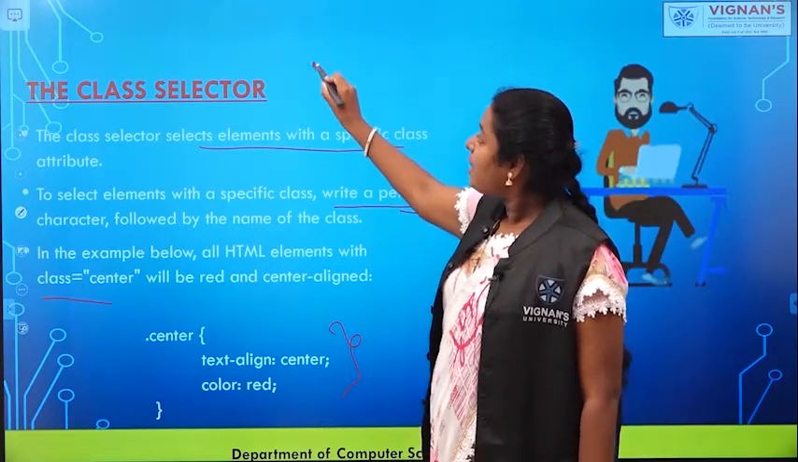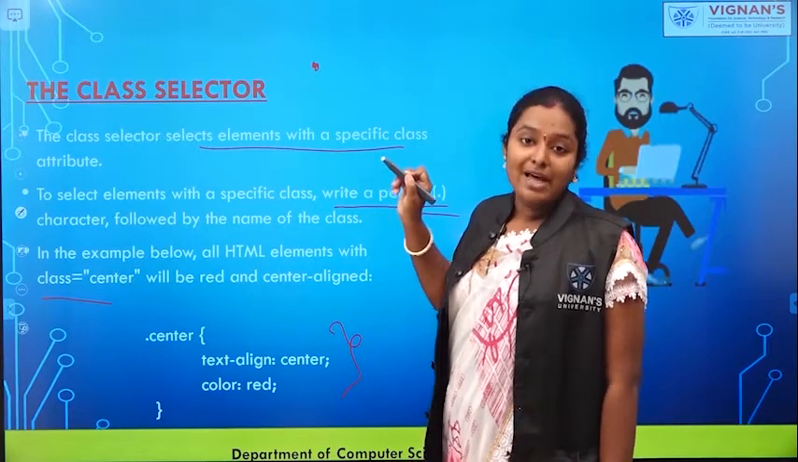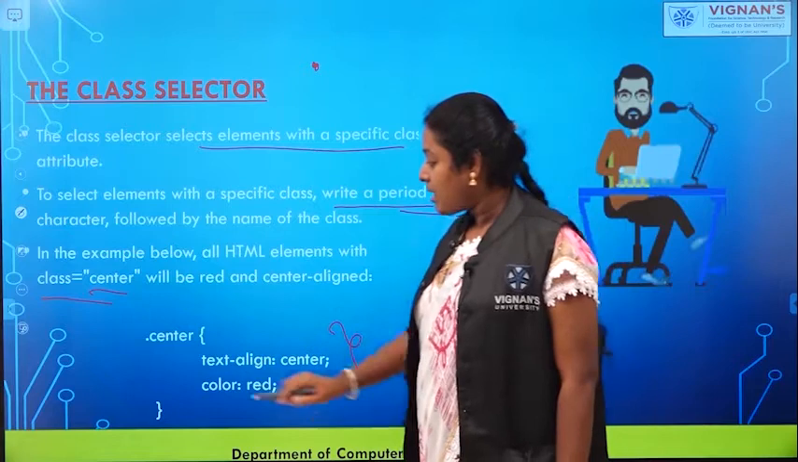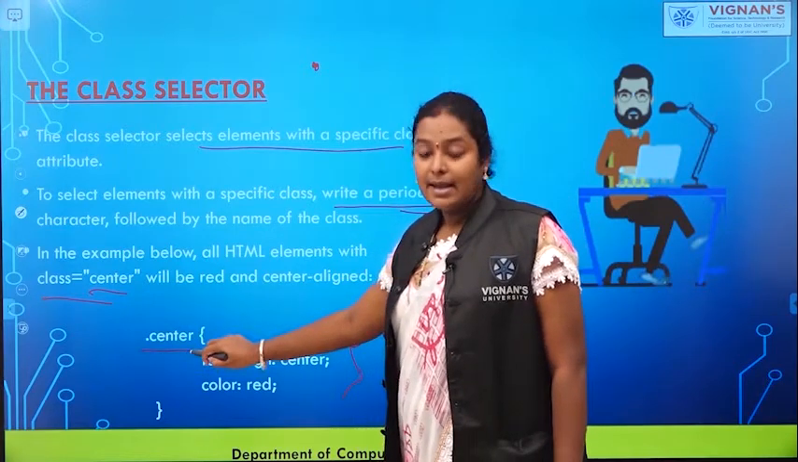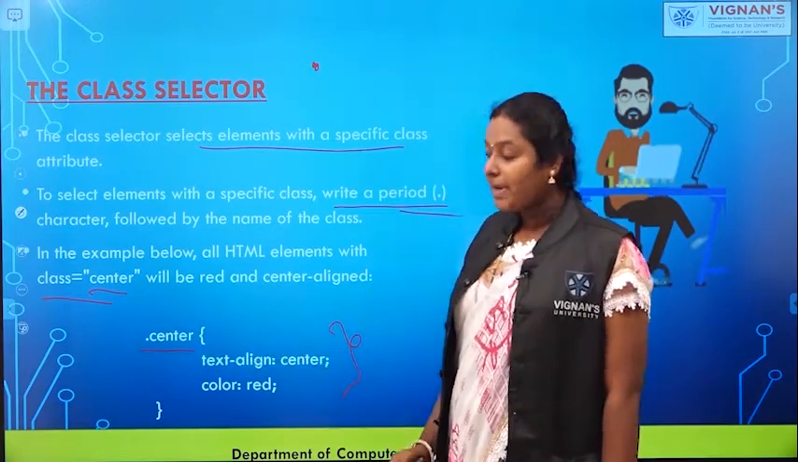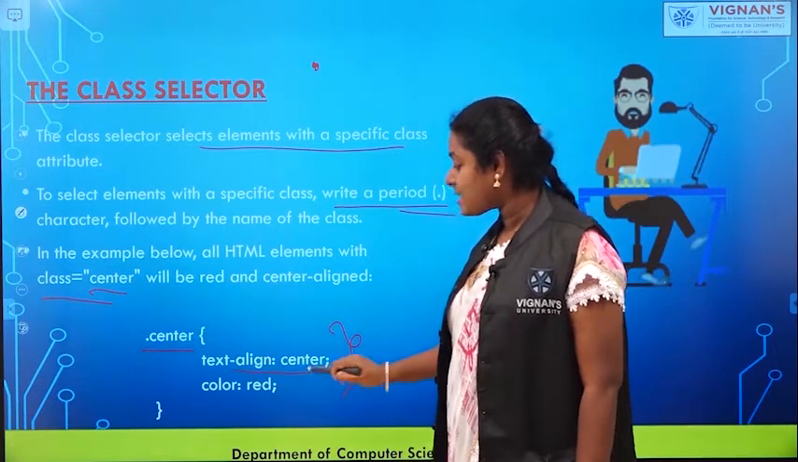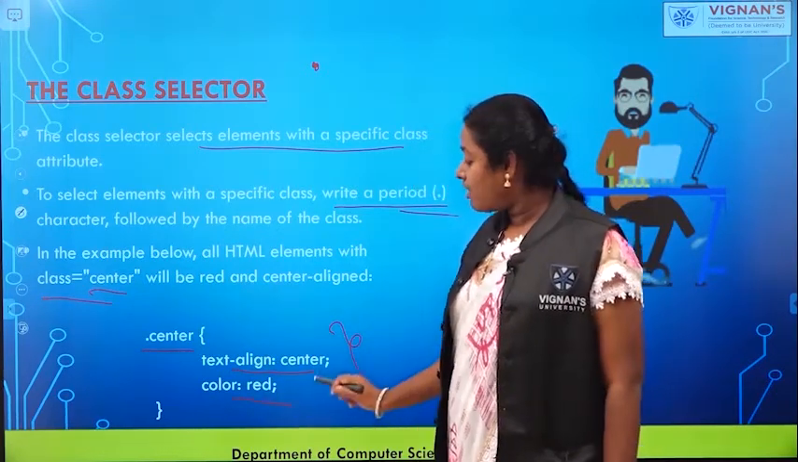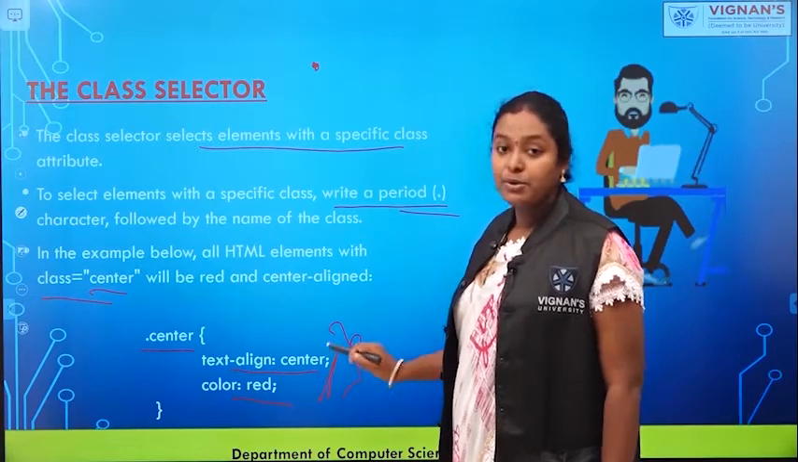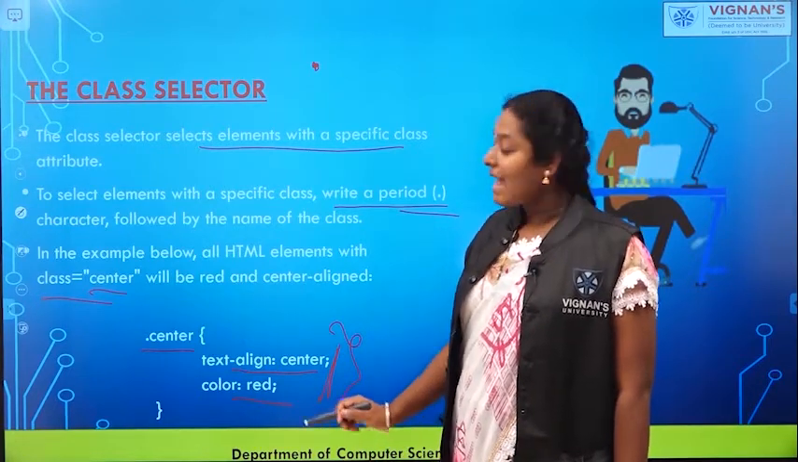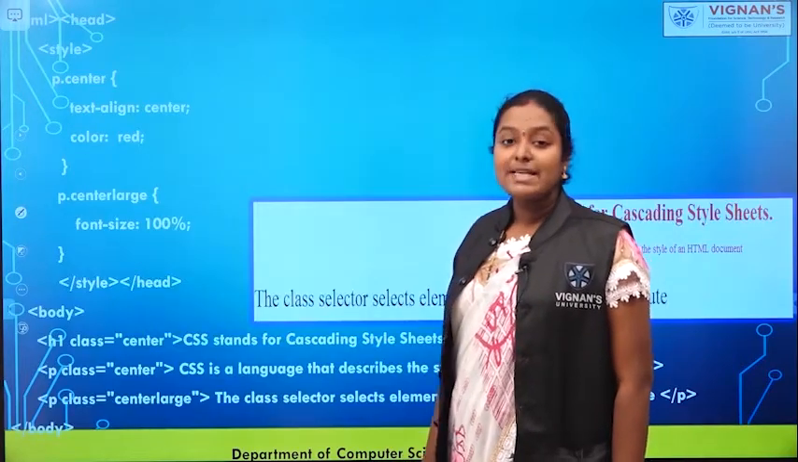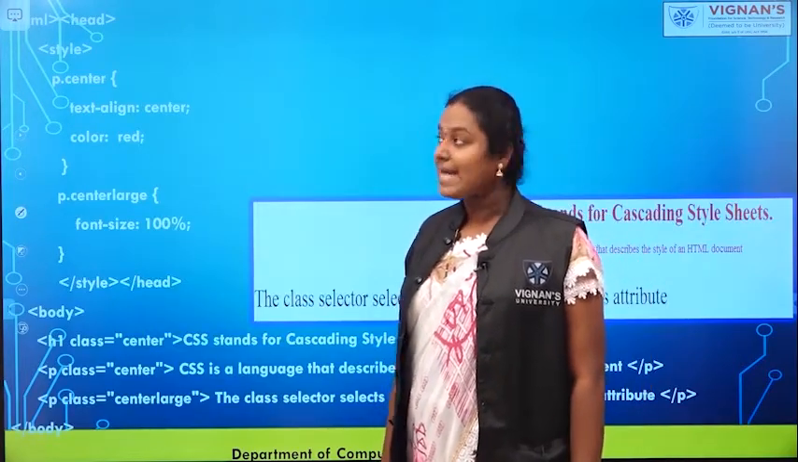A dot symbol followed by the name of the class. So what is the name of the class here? Center. So dot center, and next followed by the list of properties. Here I am taking text-align is center and next color is red. So all these properties will be applied to all the tags where the class has the name center. Next, this is the example for the corresponding class selector.